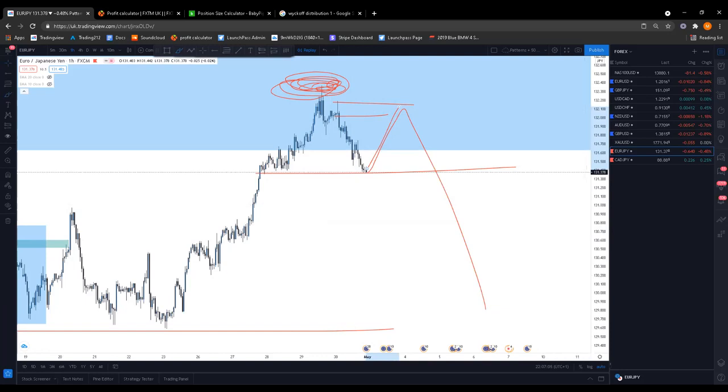So that's why I say enter at this certain area, rather than a certain price, right? So for Euro JPY, that certain area would be here. So this would be your potential area.